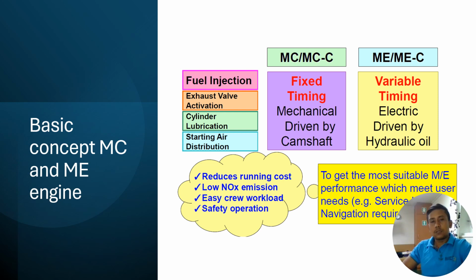I am here to discuss the basic concept of the ME engine. In a conventional engine or MC engine, fuel injection, exhaust valve activation, cylinder lubrication, starting and distribution are all done by a mechanically driven camshaft. On the other hand, in the ME engine, fuel injection, exhaust valve activation, cylinder lubrication, starting and distribution are done by electrically controlled hydraulic oil. Thus, we say the ME engine is an electronic engine or camless engine.